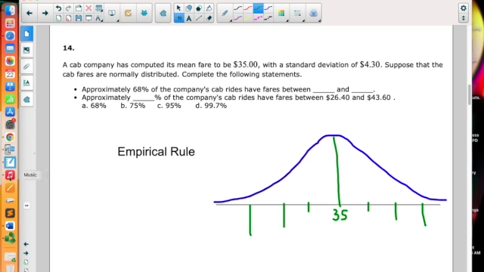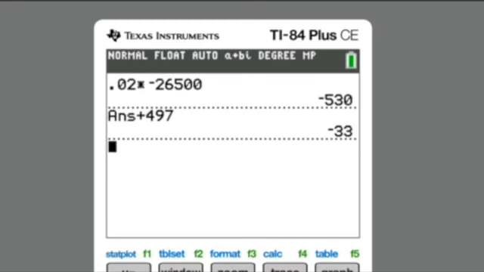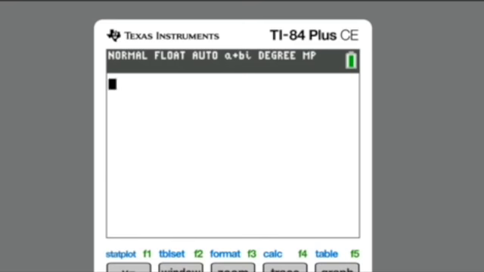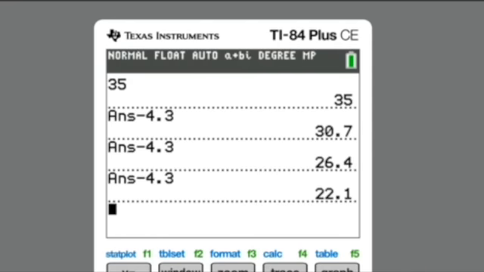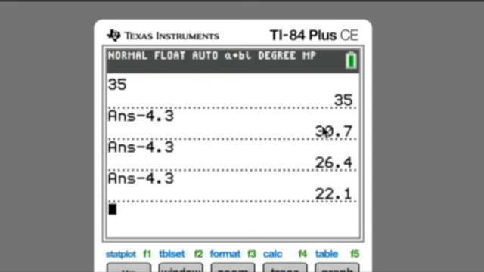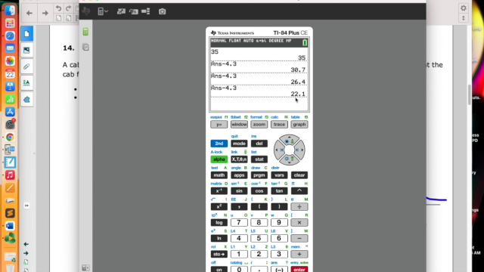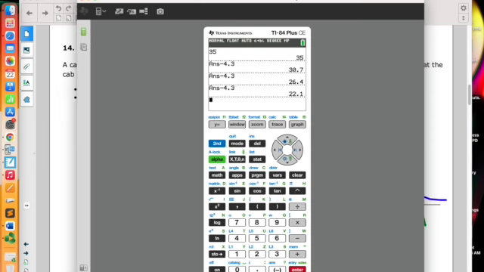So in my calculator, I do something called home screen recursion. So I start out with this 35 and I press enter. And since I want to know the ones that are below the mean, the standard deviations below, I'm going to do minus 4.3. I'm going to hit enter 3 times. It's going to give me my 3 values that are 1 standard deviation from the mean, 2 standard deviations from the mean, and 3 standard deviations from the mean. Your calculator has the ability to do this. It can keep on subtracting forever if you want it to, but I don't want it to.